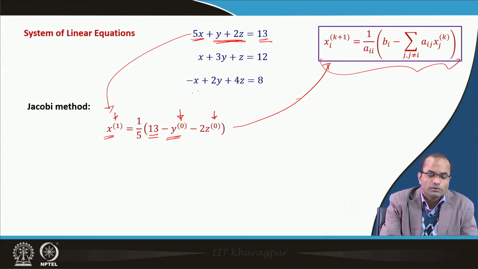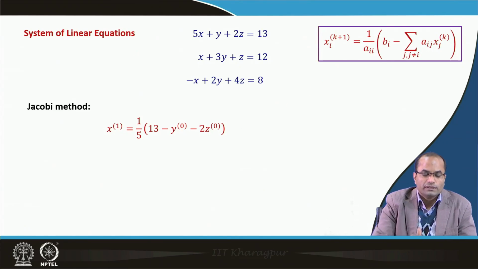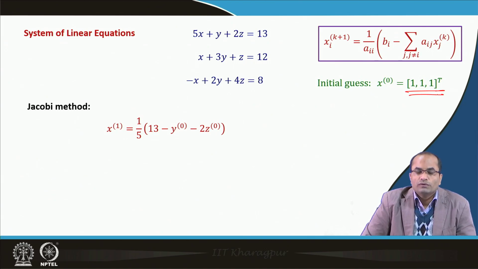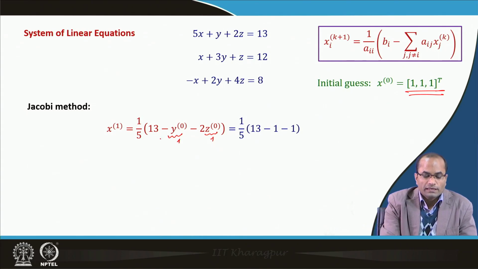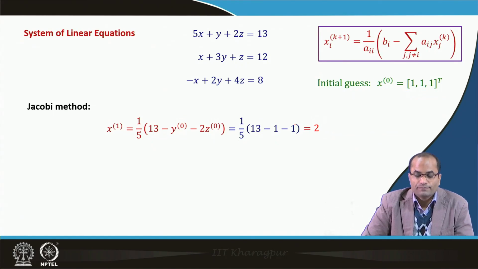So, without remembering it also, what we will do, in the first equation we will solve for x. So, x equal to, everything will go to the right hand side, and then we will set up this iteration. On the left hand side we will put 1, on the right hand side we will put the previous iteration, that is 0 in this case. The initial guess was taken as 1 1 1. So, if we take the initial guess, we have to substitute 1 here, and we have to also substitute 1 there. That means 13 minus 1 and then minus 2, that is 10, and divided by 5. So, we will get this value as 2.